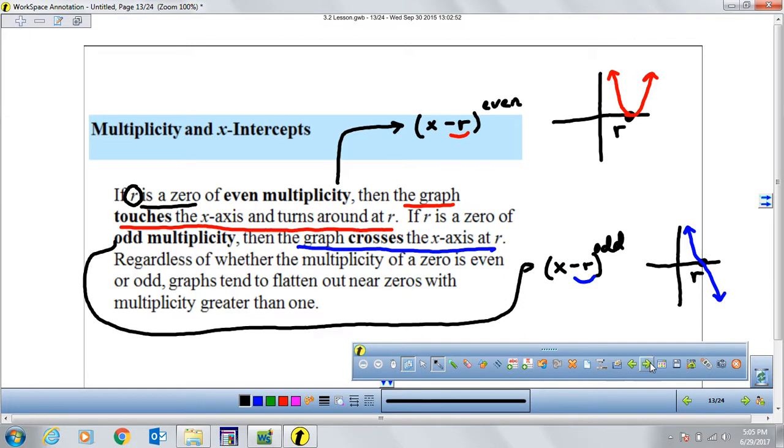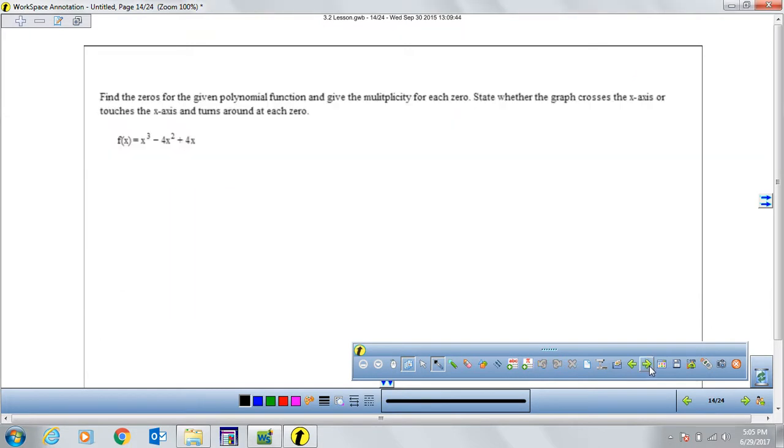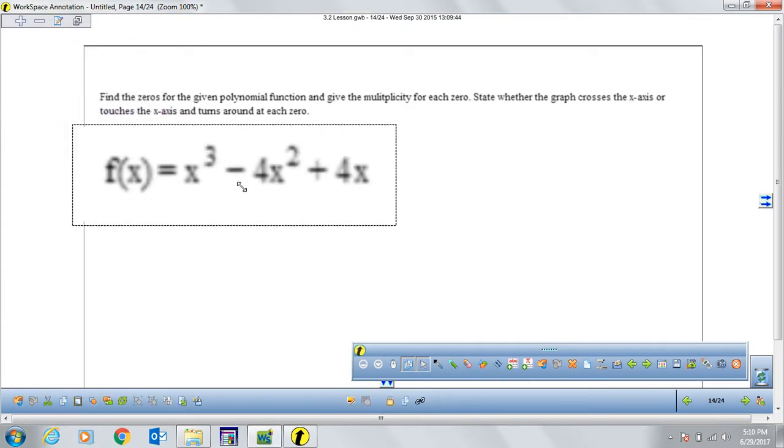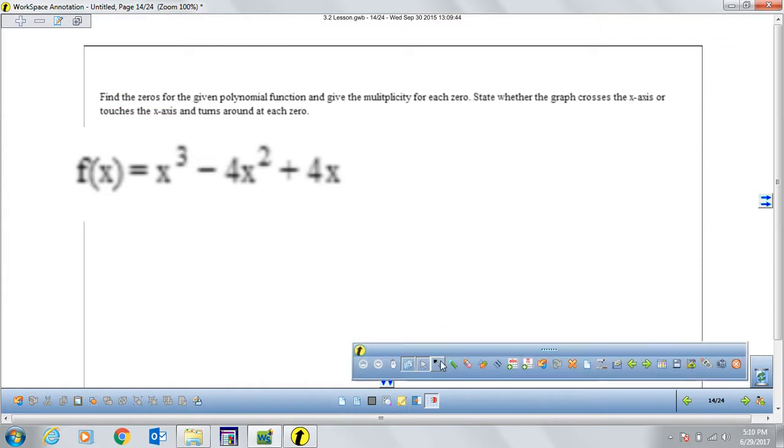So let's go ahead and answer a couple of questions on this. We're going to do this problem. We're going to find the zeros of this polynomial function, and then we're going to state the multiplicity of each zero and say whether the graph crosses or touches the x-axis at each one of those zeros. First of all, to find the zeros, we can find them by setting y equal to 0.